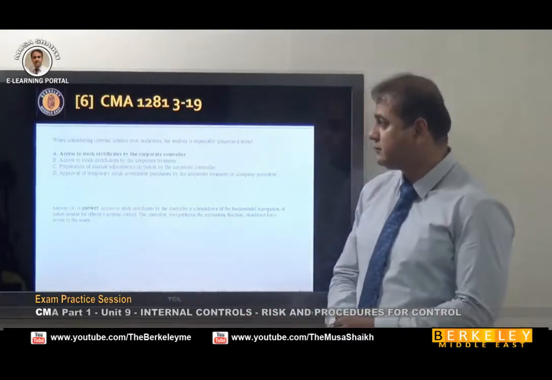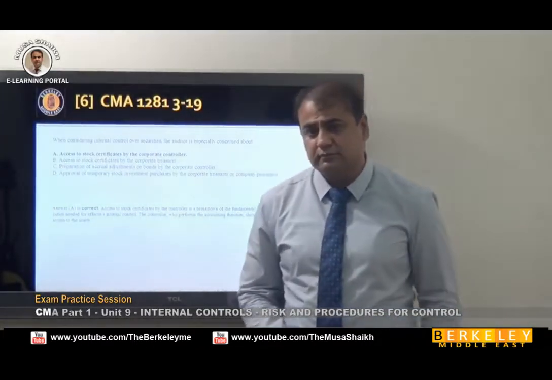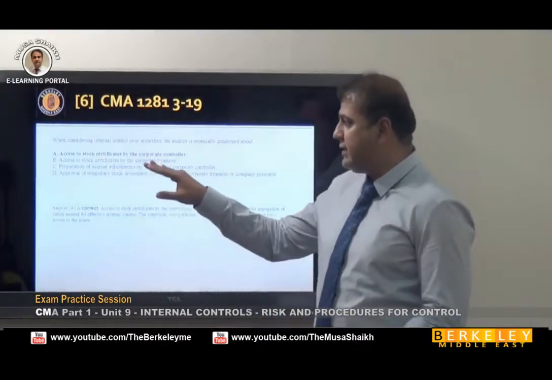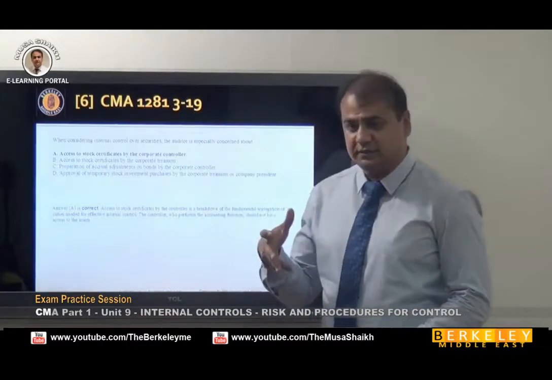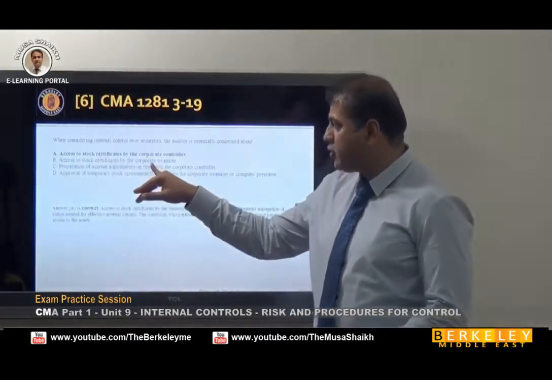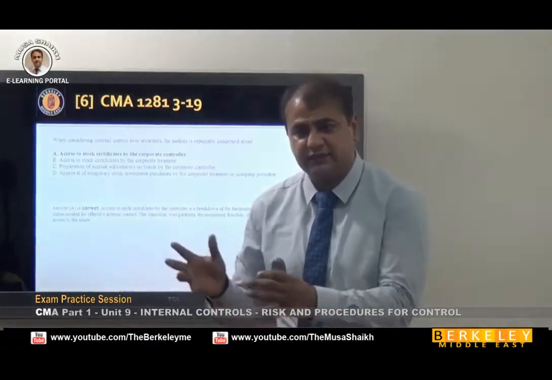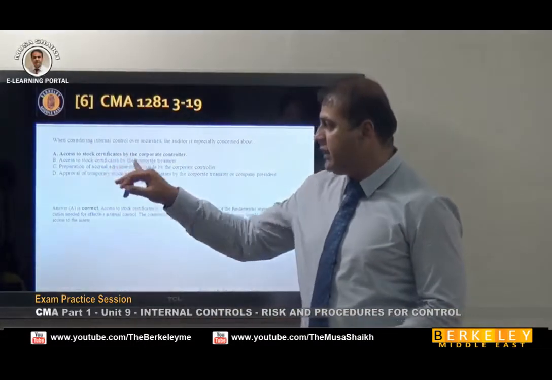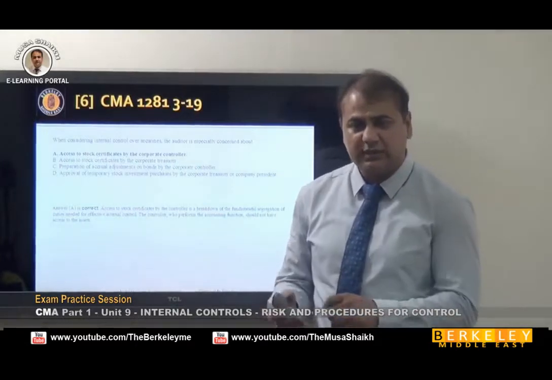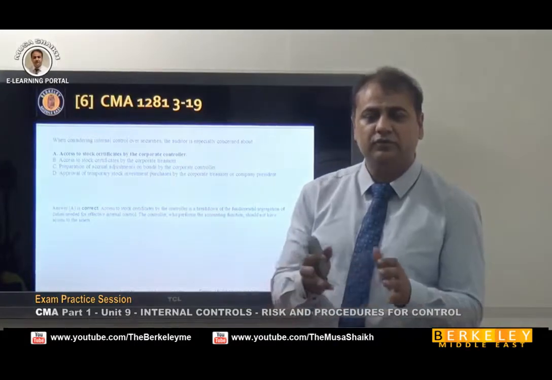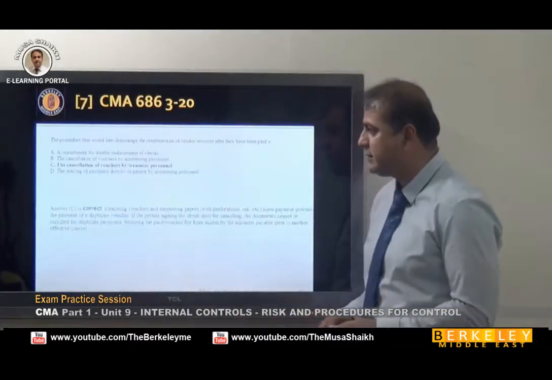Okay. When considering internal control over securities, the auditor is especially concerned about access to stock certificates by the corporate treasurer. Security means shares. The treasurer keeps cash and other things with him, so no worries. But these stock certificates are being signed. If he has a blank format and has authority to sign, he will keep signing new ones as well, right? So ideally the custody of the certificate will be with someone else, and once it requires a signature, he will go and take the signatures.